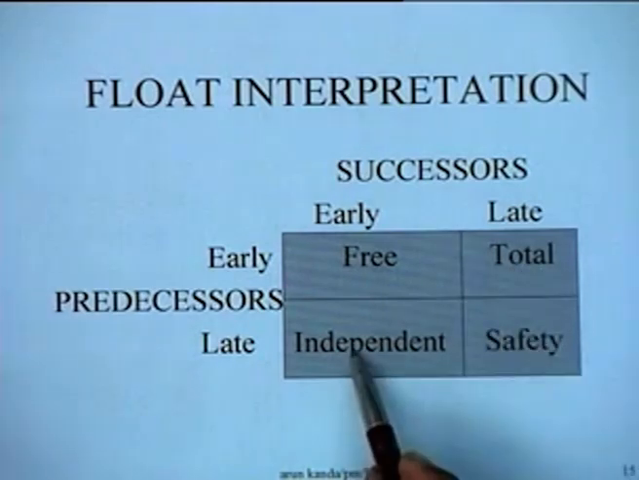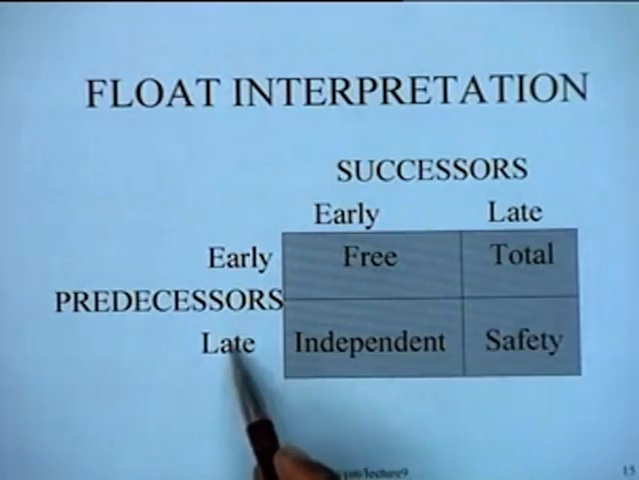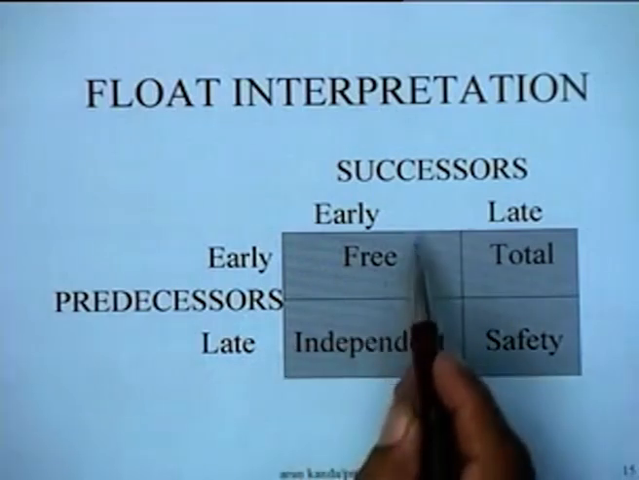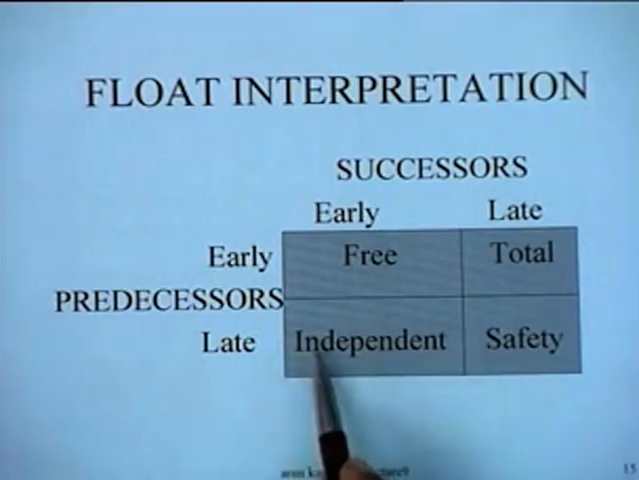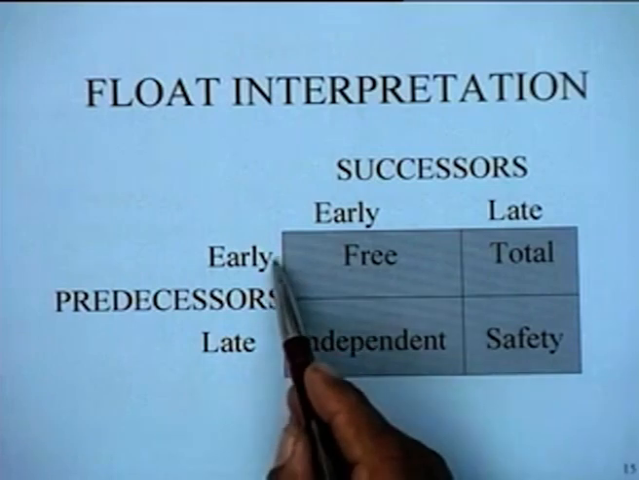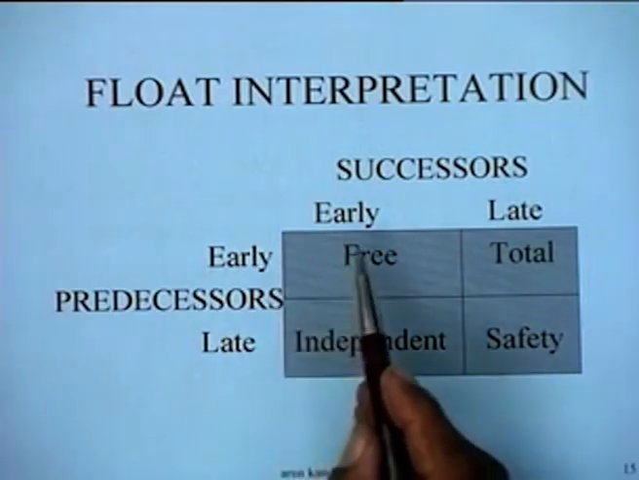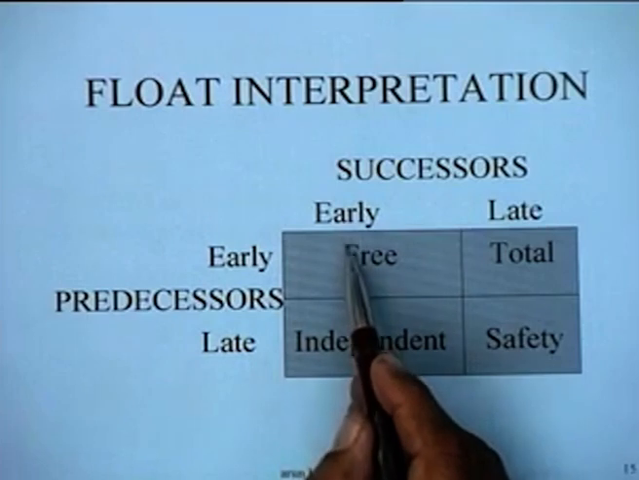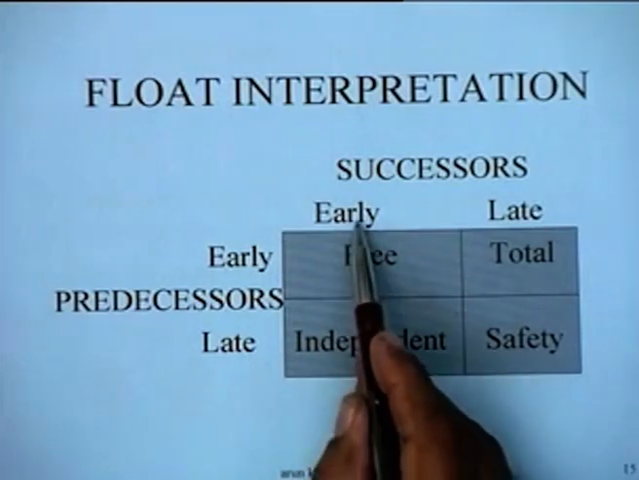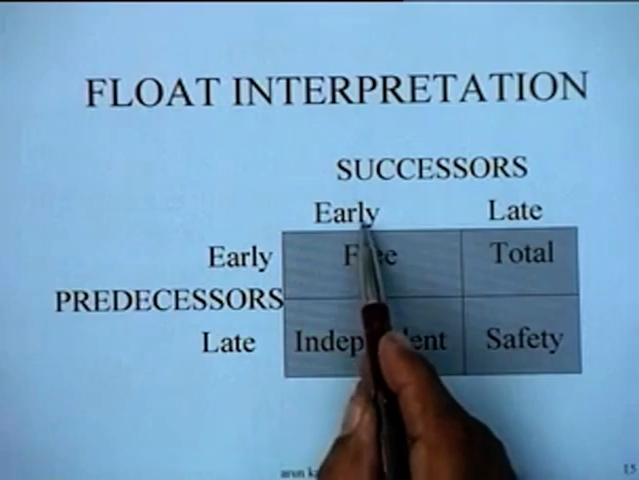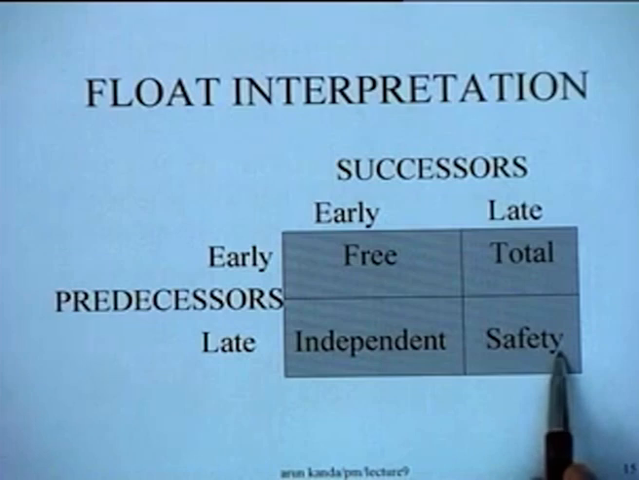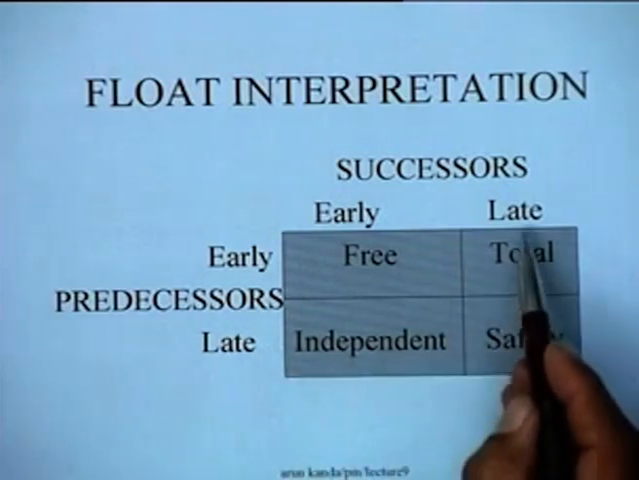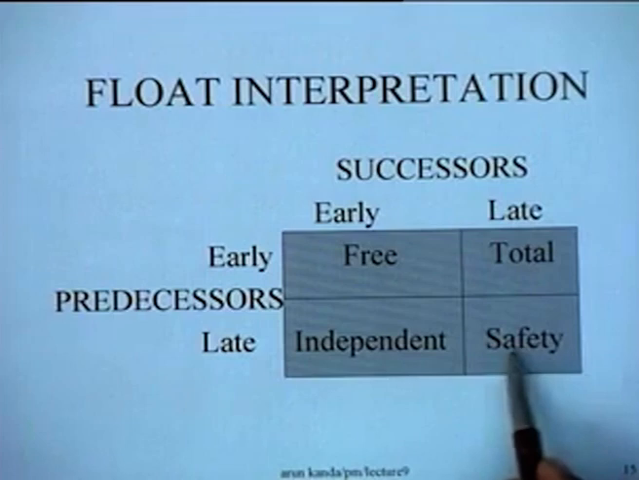And the reverse is the situation with the independent float, when the predecessors are delayed as much as possible and the successors want to get started as early as possible, and then you have the independent float, if at all it exists in this particular situation. And if you have the predecessors being done at the earliest possible and the successors being done at the earliest possible, so that you are not eating into the float of the successors, then this is called a free float. And the safety float has the interpretation when the predecessors get late and you are allowing the successors to get delayed, so you have these.